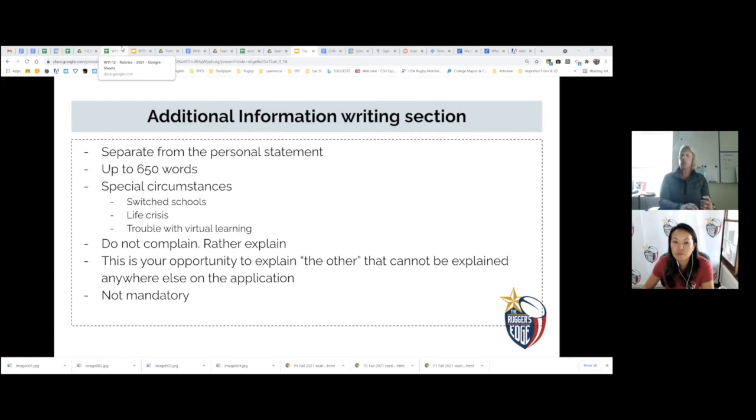It's not mandatory. So if you don't have a situation like that, don't just write to write. Don't just write to share that you like unicorns or whatever. That is not what that space is for.